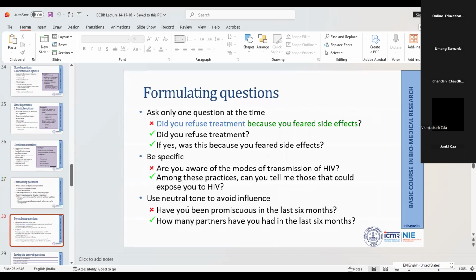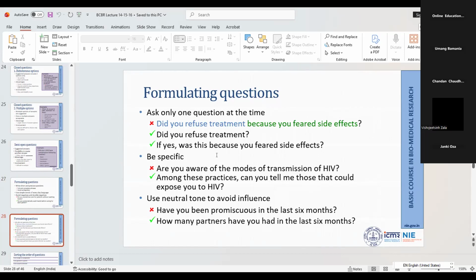Another aspect is to ask only one question at a time. For example, if you are asking a question like, did you refuse treatment because you feared side effects? Here we are asking two questions at a time. So this is not an appropriate way. A better way is to first ask, did you refuse treatment? If the answer is no, then skip. And if the answer is yes, then ask why. Was it because you feared side effects? So this is the proper way.